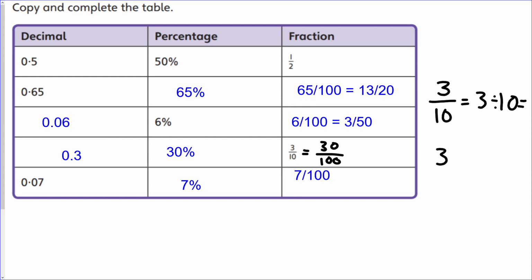And therefore, the number 3, the decimal point is at the end because we can't see it. We go back 1 jump and we get to 0.3. The next question, to go from a decimal to a percentage, we just times by 100, and therefore 0.07 is 7%. And we know the percent means out of 100, so 7% equals 7 over 100.